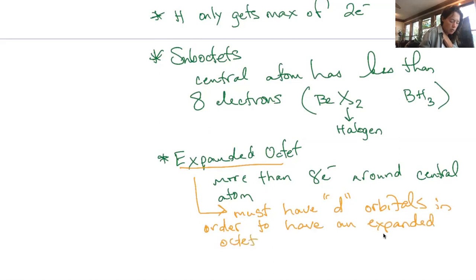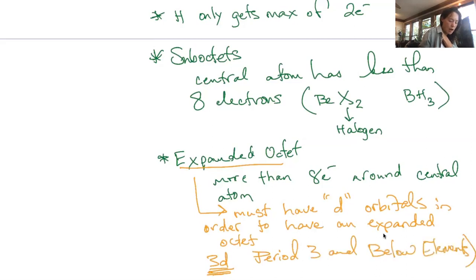And the d orbitals, remember, that's the first time you see the d orbitals right there. So that means period 3 and below elements can have an expanded octet, but the ones in period 2 or above cannot. So nitrogen cannot, but phosphorus can. Okay. And that's about it for now.